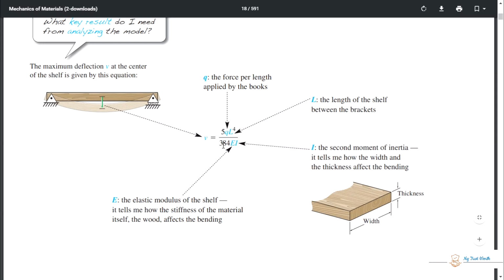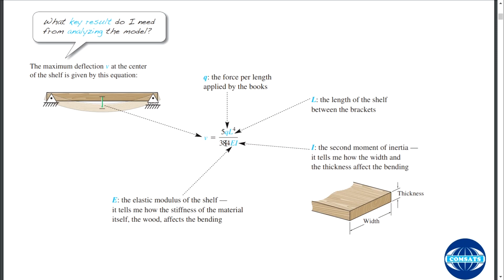And 384 is the constant, and E is the modulus of elasticity of the shelf. So it tells us how stiff the material itself, the wood, is, which affects the bending. So this is E, modulus of elasticity. You cannot calculate E, you have to test E. This is important. This is the material property. Materials are tested for their properties.